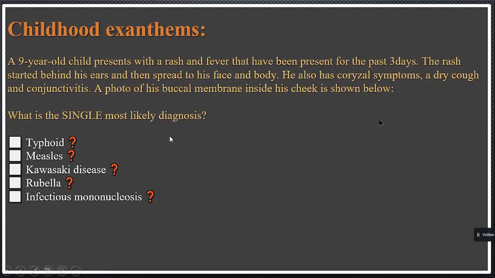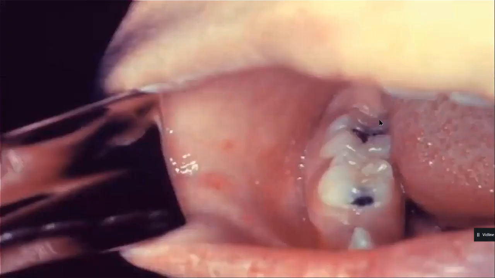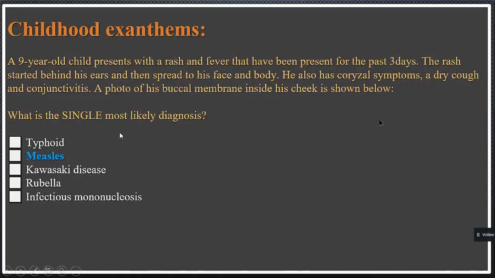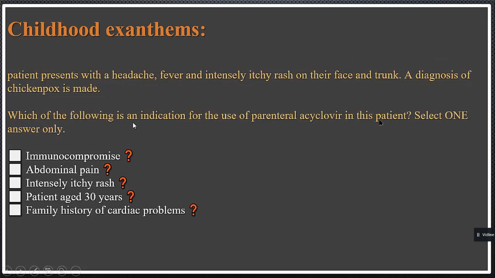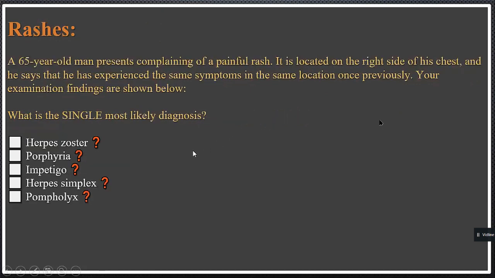Single most likely diagnosis. Measles. Koplik spots. Measles. Okay. Which of the following is an indication for parenteral acyclovir? Immunocompromised, option A. Otherwise, you will give oral acyclovir, 800 milligrams.